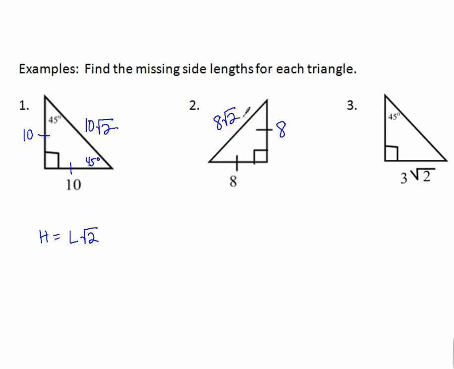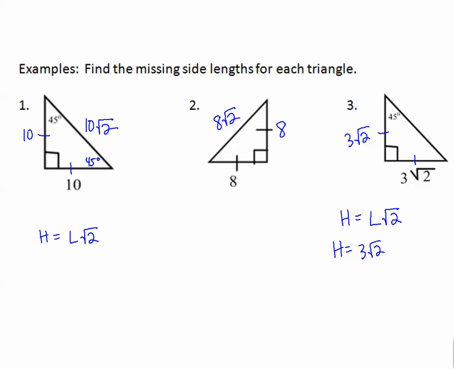Pretty awesome, right? It might get a little bit tricky when the leg that we see is not just a whole number, but there's more to it. So we know, first of all, that these are congruent. So I know this is 3 square root of 2. What is my formula? I need the hypotenuse. The hypotenuse is my leg times the square root of 2.